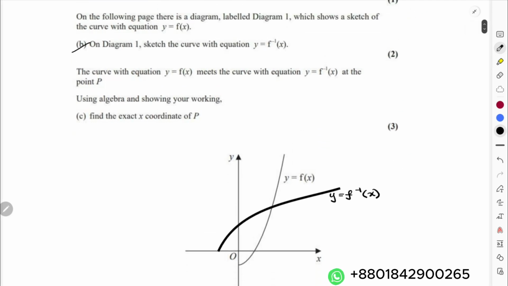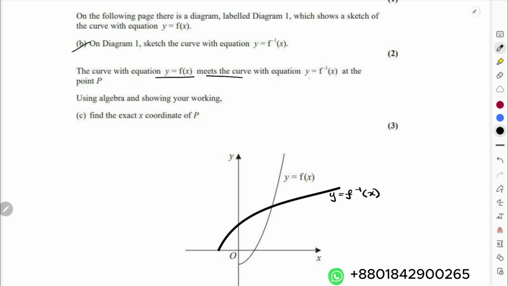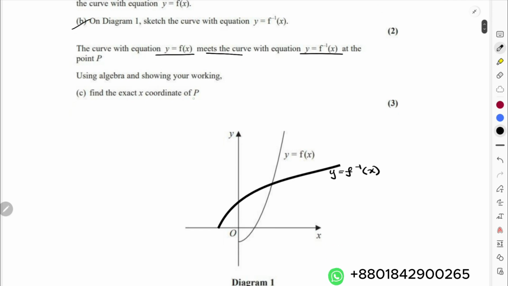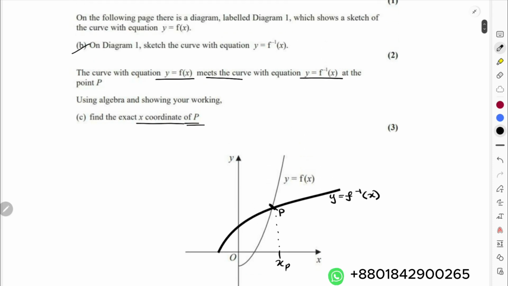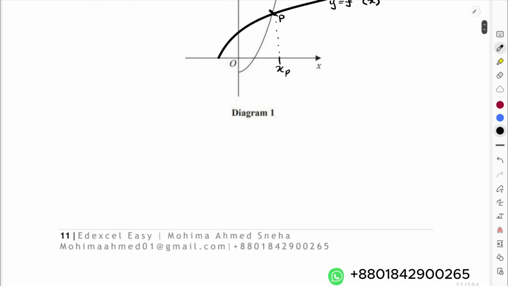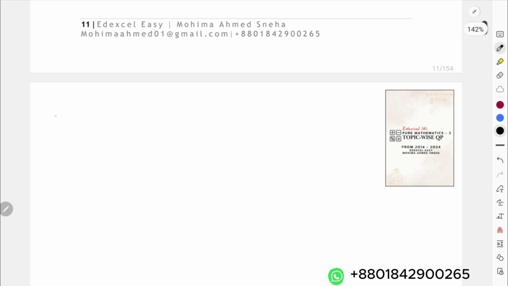Now part B. After this, they are saying that y equals f(x) meets the curve with equation y equals f inverse x at the point P, and using algebra you have to find the x coordinate of this point P. That means this is your point P, and we're just trying to focus on the x coordinate of point P, not the y coordinate. So for this x coordinate, if I want to find this out, I first have to have an equation for f inverse x, right? But we don't have that yet. So I have to first find out the equation for f inverse x.